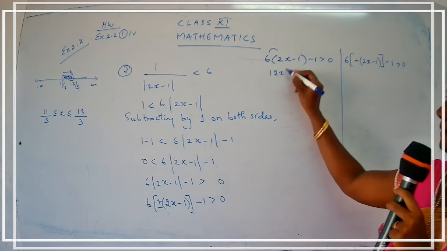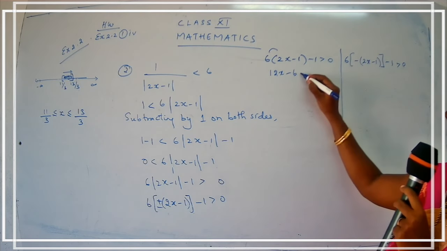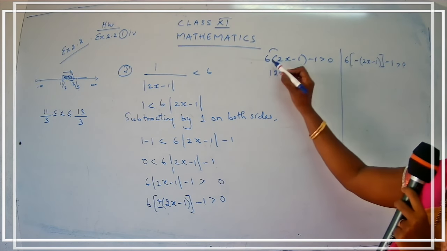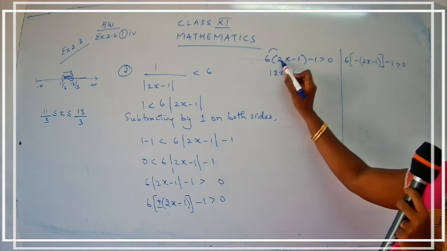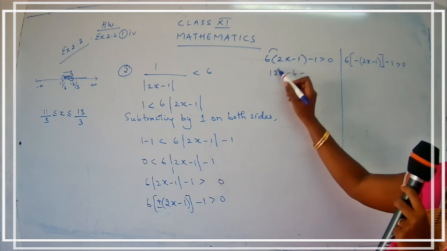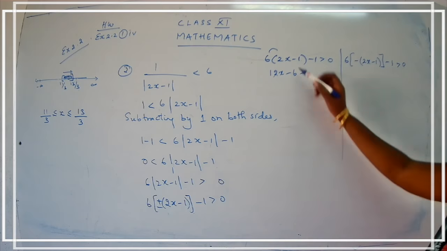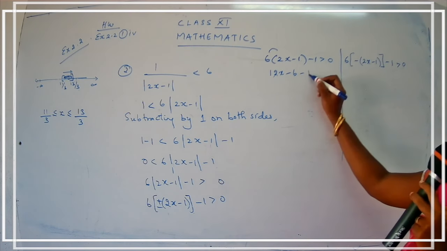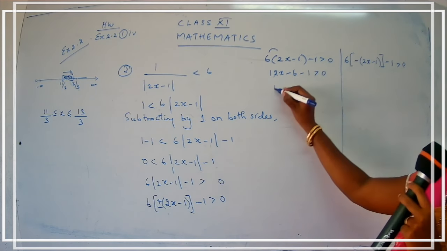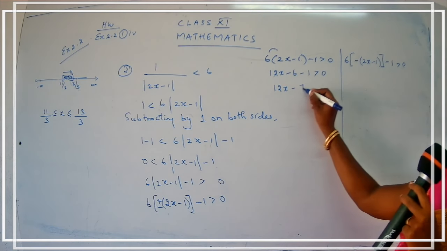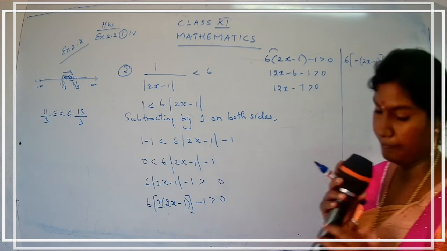The bracket part was only for 2x minus 1. So 6 into 2 is 12x. 6 ones are 6, and the sign is negative. Minus 1 greater than 0. So 12x minus 7 is greater than 0.